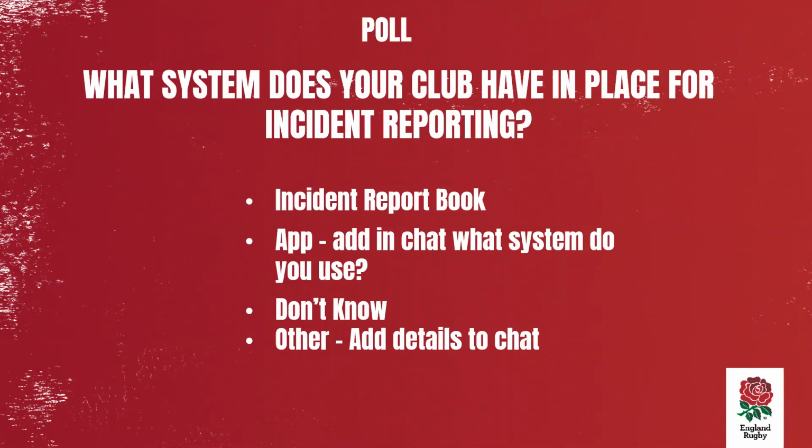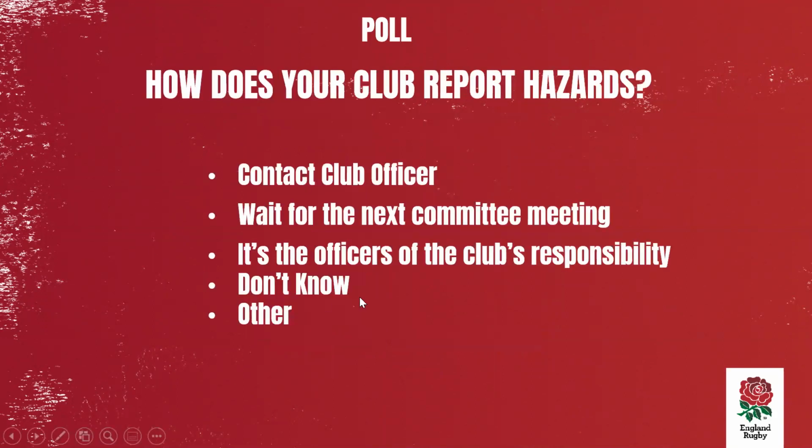We're going to go straight into another poll, which you'll see on your screen there. I'm just going to launch that poll now. So how does your club report hazards? Do you contact your club officer? Do you wait for the next committee meeting? Is it the officers of the club's responsibility? You don't know, or other? And if it is other and you're happy to share, drop it in the chat for us. That'd be great to know.